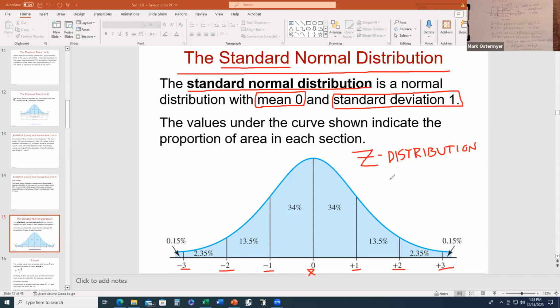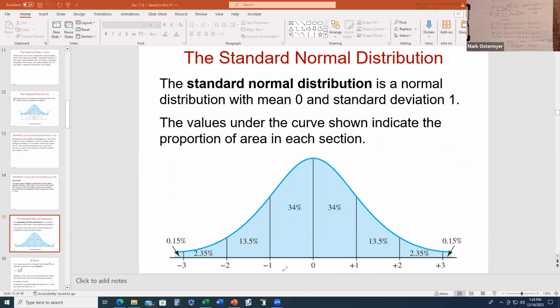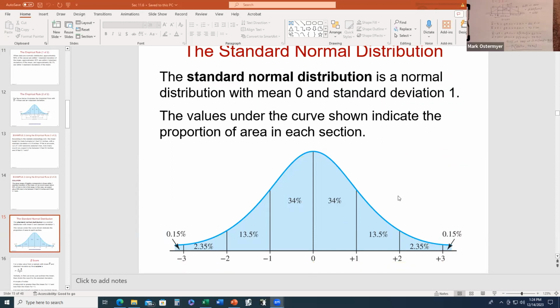But the importance of this standard normal distribution has eased over the years, because we now have technology that can help us find the areas underneath this normal distribution by using a function on our calculator called the normal CDF function. So it used to be very important, but that's lessened a little bit over the years. All right.